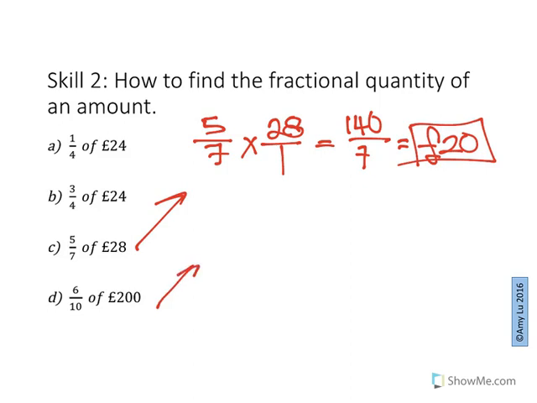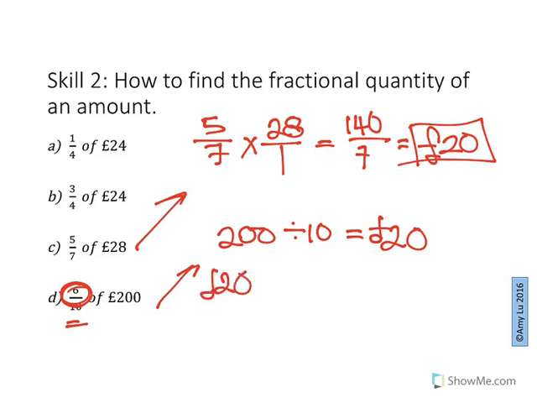In D, let's use method 2. So I have 200 pounds. I want to divide it by 10 because I want 10 pieces. I want this to be broken into parts of 10 parts. 200 divided by 10 leaves me with 20. Now because I want 6 parts, I'm going to take 20 times the 6, since the 20 only represents 1/10 of it, and that should give me 120.